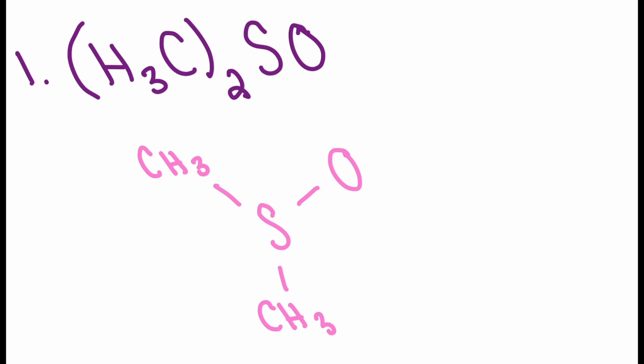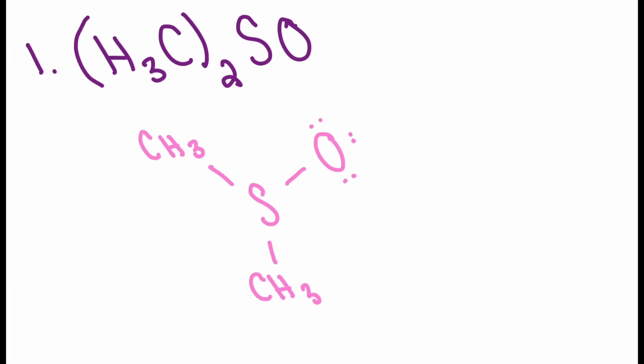Oxygen wants 8 in its valence shell, so we add 1, 2, 3, 4, 5, 6, and this bond counts as 2. Sulfur wants 8 as well, so we have 2, 4, 6, so we need to add a lone pair, 8. The CH3s already have 8 in their shell because they're attached to 3 hydrogens and then attached to the sulfur. So what's next are the formal charges.